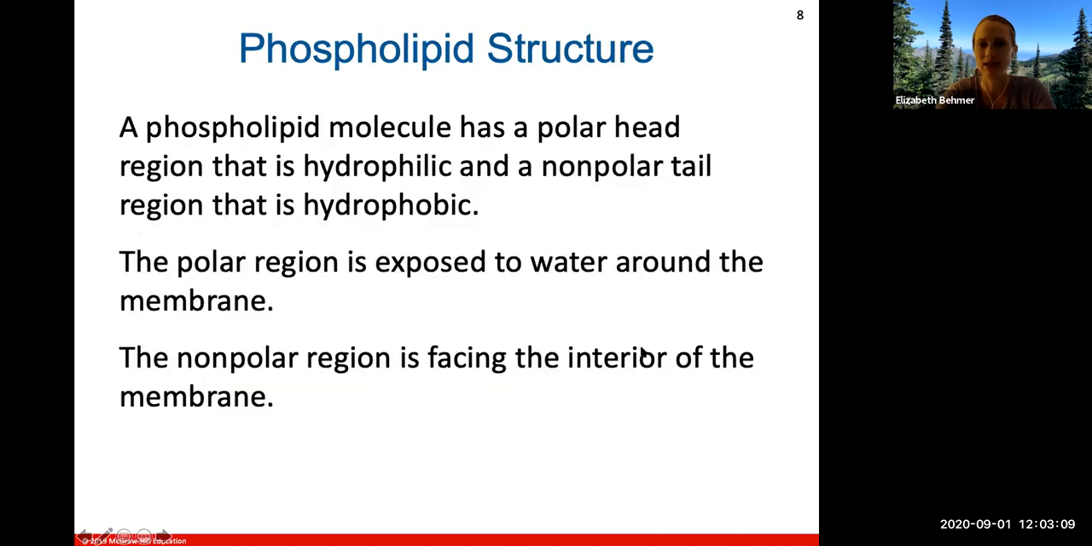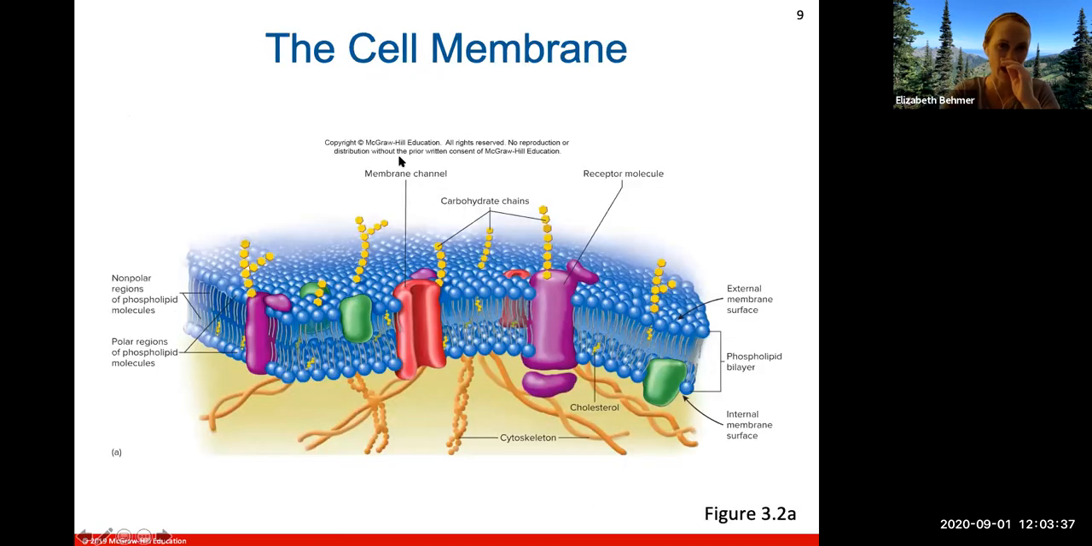So let's get through the phospholipid structure, and then I'll show you a picture of what this is. From what we just talked about, if you remember, I told you a phospholipid has that polar head that loves water and a non-polar tail that is afraid of water. So the polar region will be exposed to the water on the outside of the cell and the inside of the cell, and the non-polar region will be facing the interior of the membrane. And this is what I mean by that.